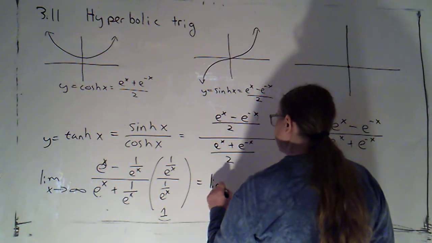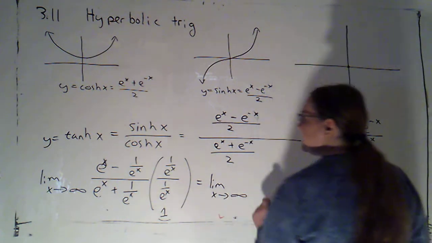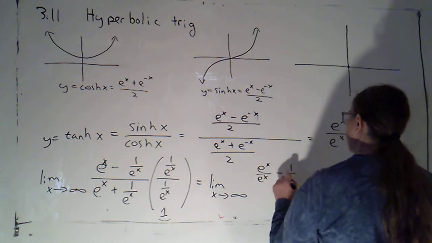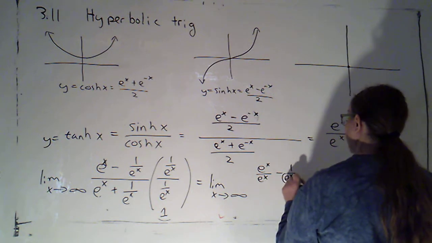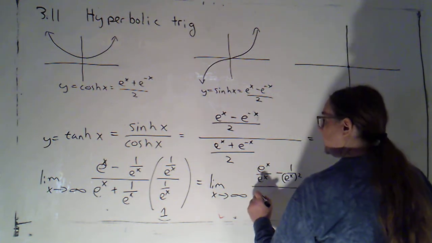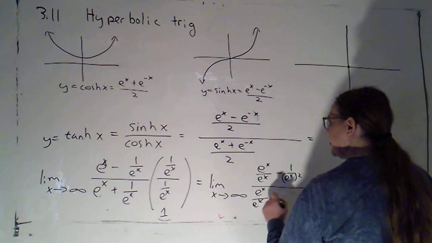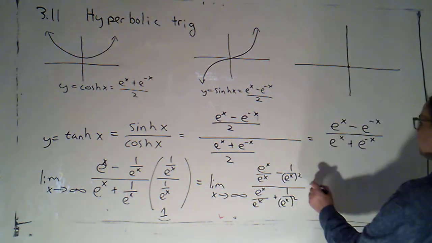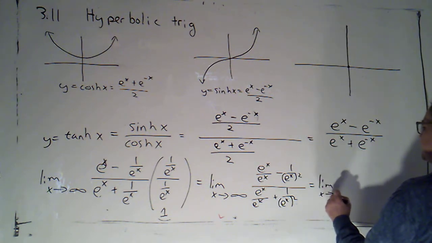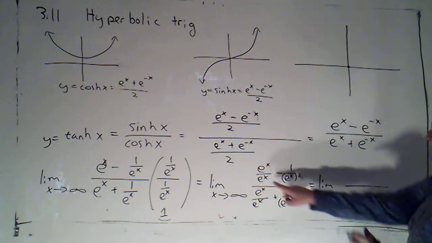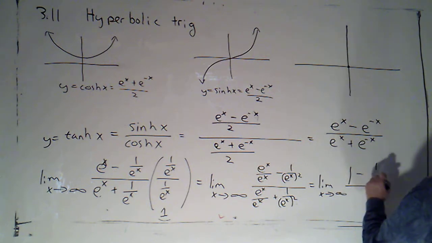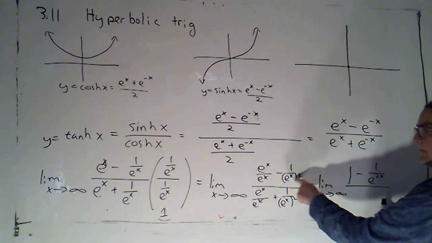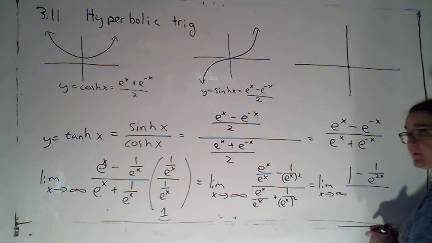Now if I do that, we get the limit as x goes to infinity of e to the x over e to the x minus 1 over e to the x squared, all over e to the x over e to the x plus 1 over e to the x squared. Now that's the limit as x goes to infinity of 1 minus 1 over, I'm going to just remind us that we can write that as e to the 2x, because with a power to a power I could multiply the exponents.